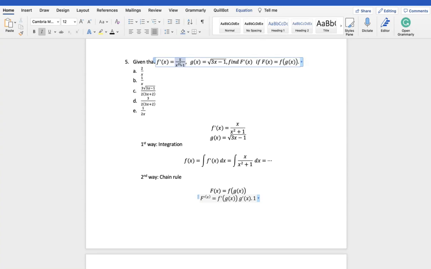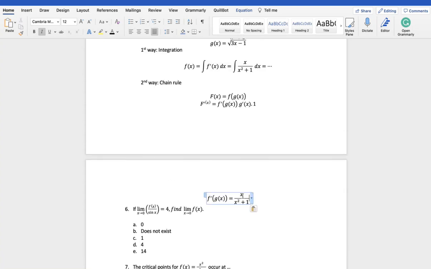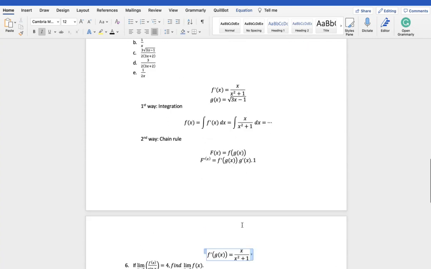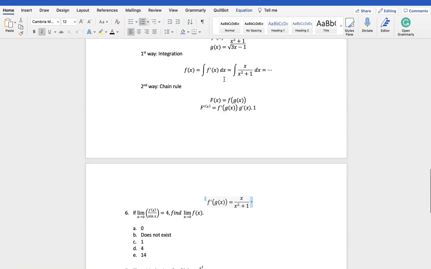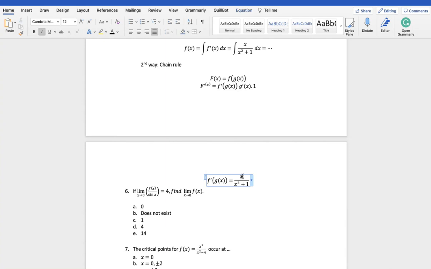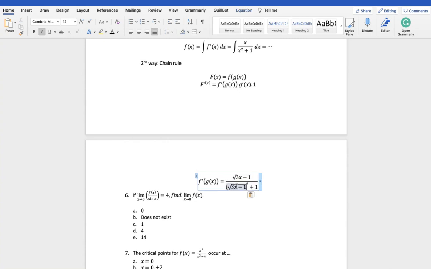And you're already given f prime of x. It's x over x squared plus 1, right? But now you just substitute wherever you see x with the square root of 3x minus 1. So you have an x in the numerator; you substitute that by the square root of 3x minus 1. You have an x in the denominator squared; you substitute that with the square root of 3x minus 1.